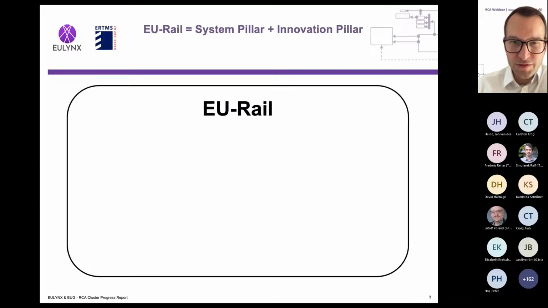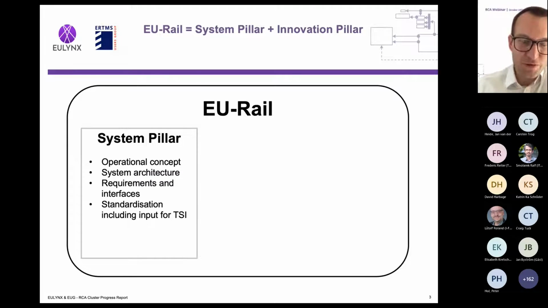To achieve this, Europe's Rail is set up with two big pillars. The first one is the system pillar. Here you find work on operational concept, system architecture, requirements and interfaces, and the system pillar is responsible for creating standardization output that can then become input for TSI publication. For example, it produces enhancements for the CCS TSI.